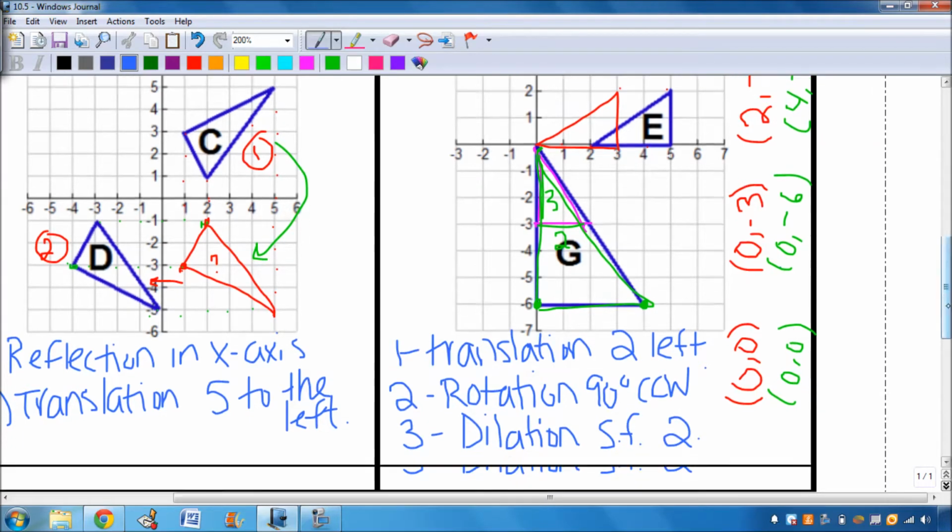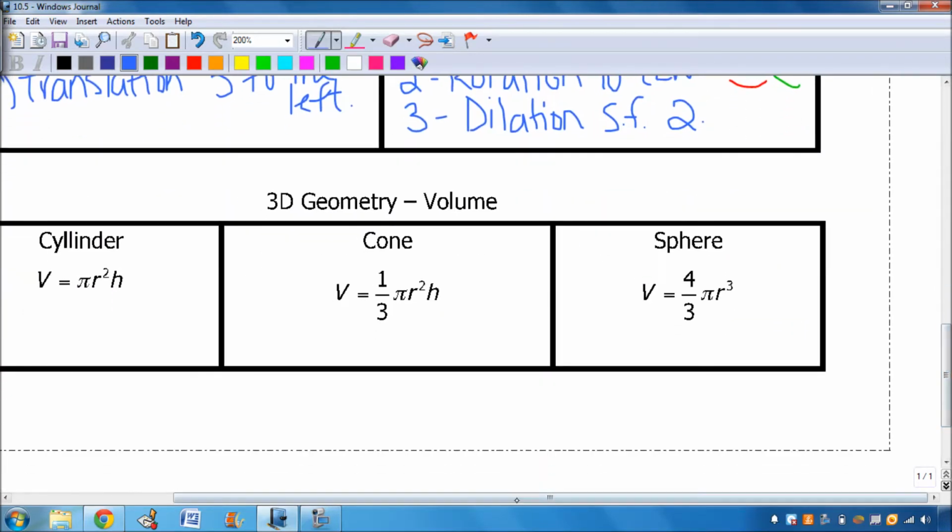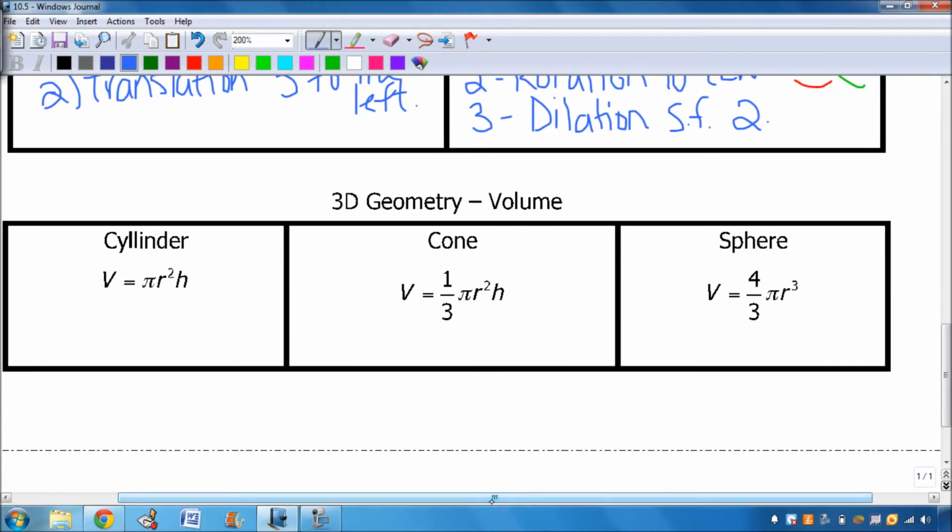Okay, and then all these formulas that you have right here on your paper are given to you, so we're going to be using those for our set of notes, or excuse me, for our problem set.